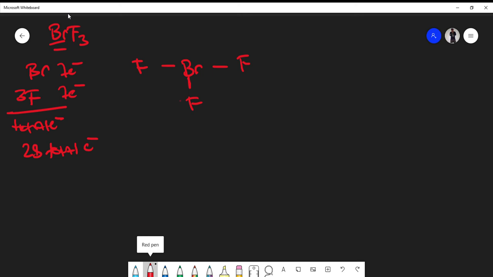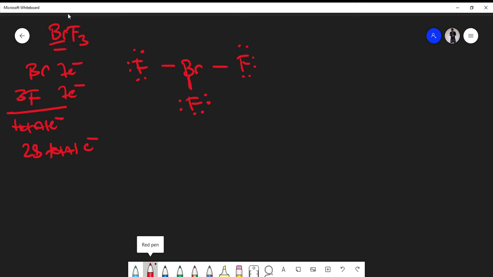Now I'm going to write my fluorine like this. So I have a single bond with 2, 4, 6, 8 electrons. So my fluorine is full. I could do the same thing here, and I could do the same thing on this side. So this becomes 2, 4, 6, 8. So this fluorine is good, this fluorine is good, this fluorine is good.